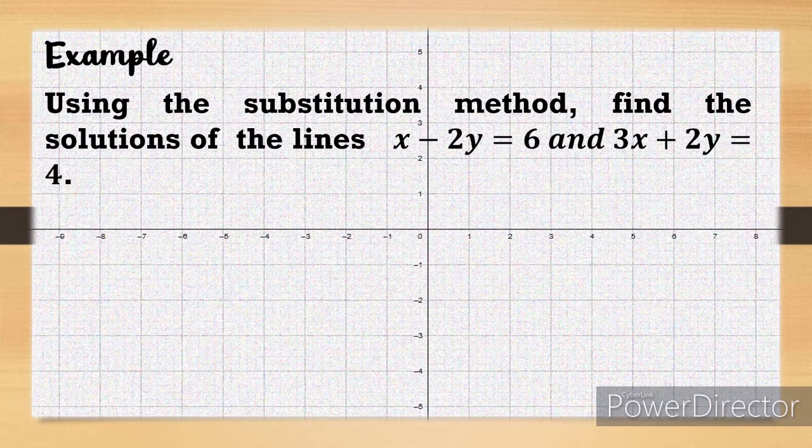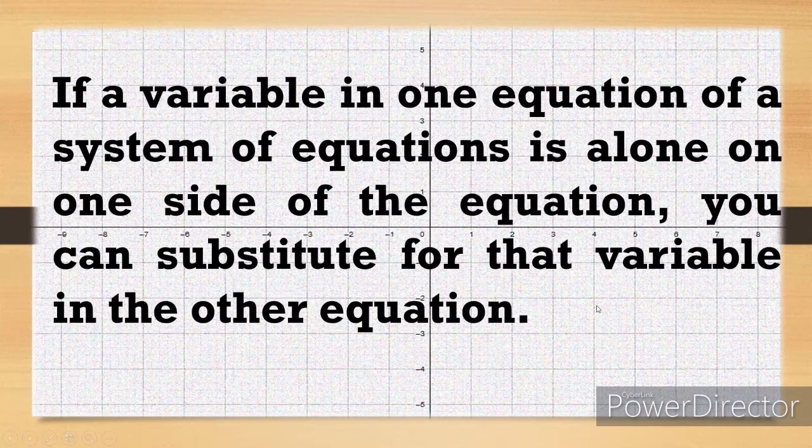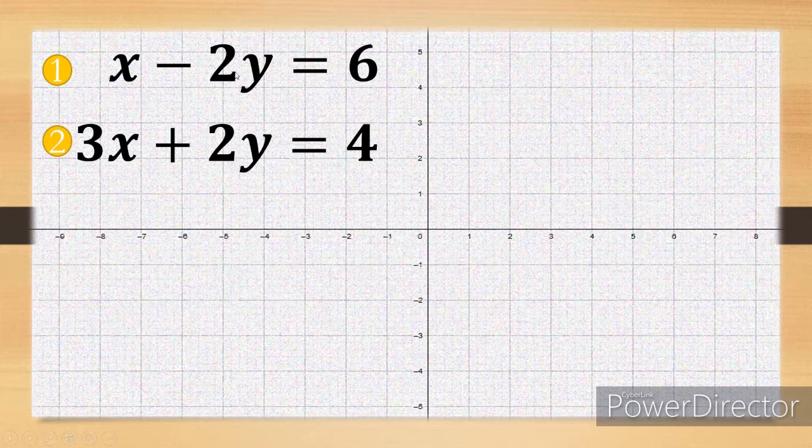Next example, using the substitution method, find the solutions of the lines x minus 2y equals 6 and 3x plus 2y equals 4. So again, sabi kanina, in using substitution method, dapat a variable in one equation of a system of equations is alone on one side of the equation. So, since wala dito, x minus 2y, so ito yung ating variables, x and y, hindi sila alone sa side na to, same with this one. So, kailangan may isang variable dito na nag-iisa lang sa side na to. And we will make it happen.